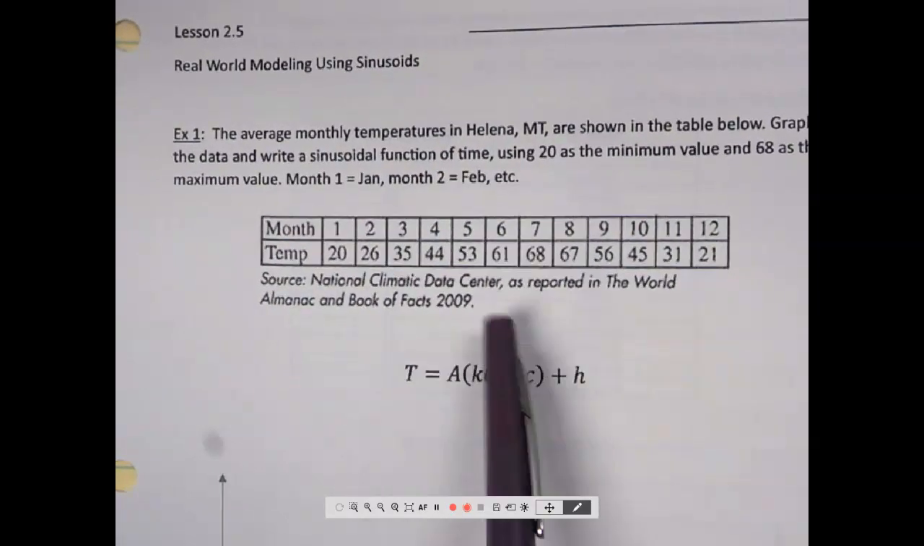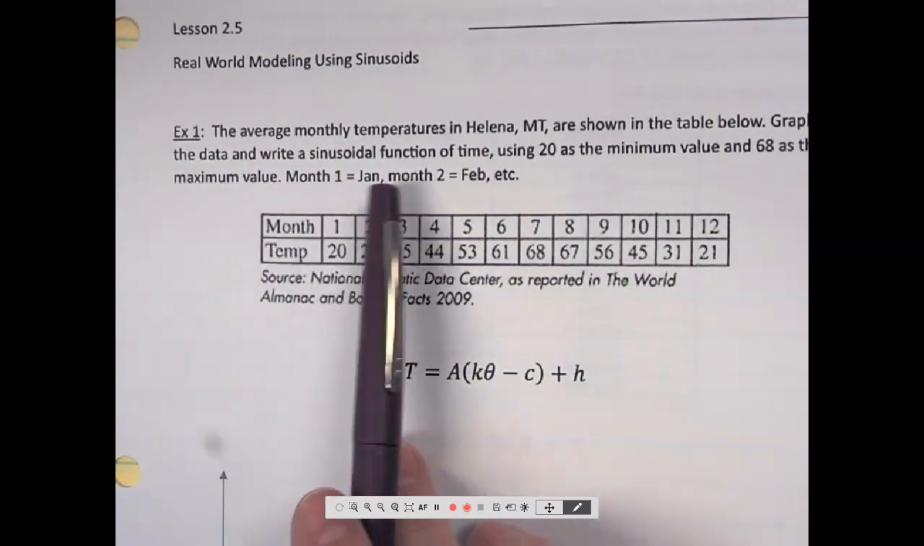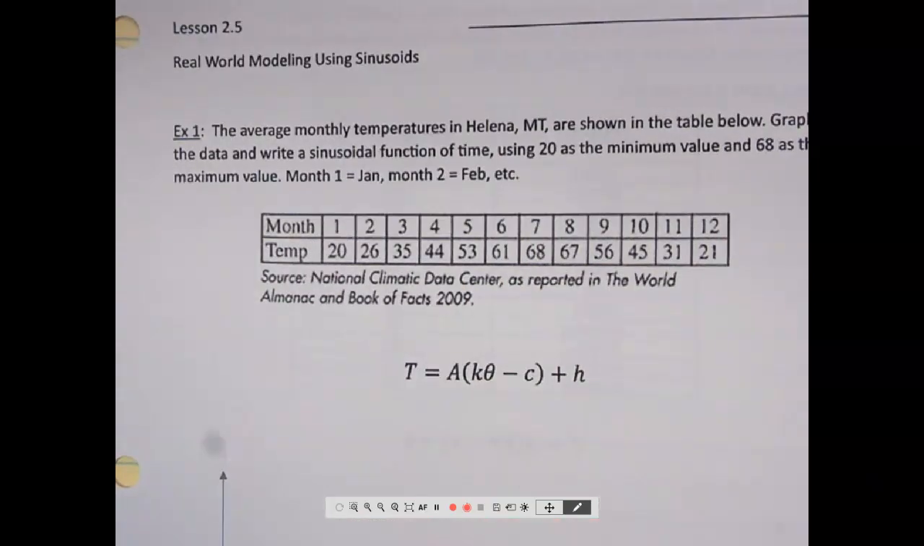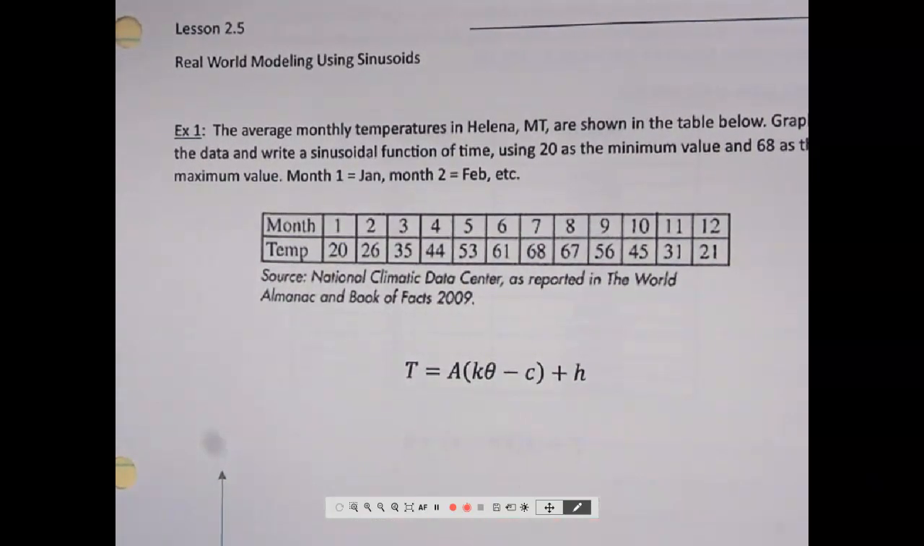We have a table that represents the average monthly temperatures in Helena, Montana, shown in the table below. Graph the data and write a sinusoidal function of time using 20 as the minimum value and 68 as the maximum value. Month 1 is January, month 2 is February, etc.